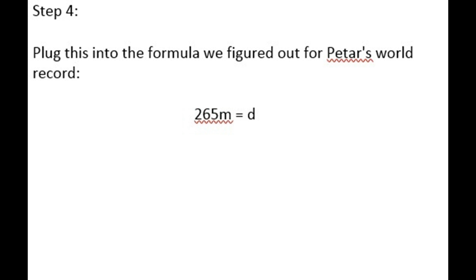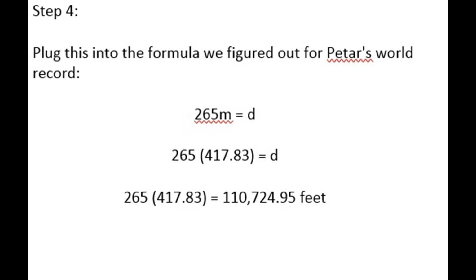What do we do next? Plug it into our formula. So 265 times minutes equals the distance. 265 times 417.83 equals our distance. And when we multiply that out, we get 110,724.95 feet. Now, what do we do next? We're not finished with it.